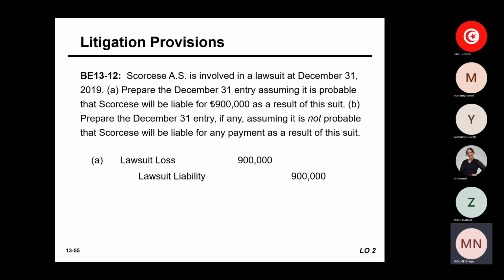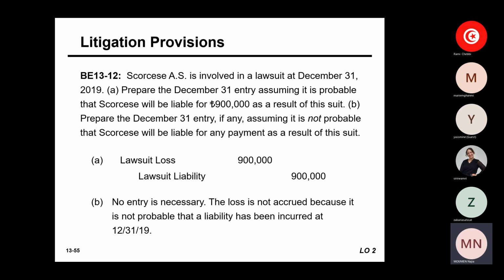Now, if it is not probable that there will be liability for that amount, meaning this unfavorable outcome is not probable, then at this level there is no entry, okay? So the loss won't be accrued because there is no probability for liability at December 31. You see the difference? So if I'm not liable for any of the amount and there is no probable unfavorable outcome, then I should not record it as a provision.